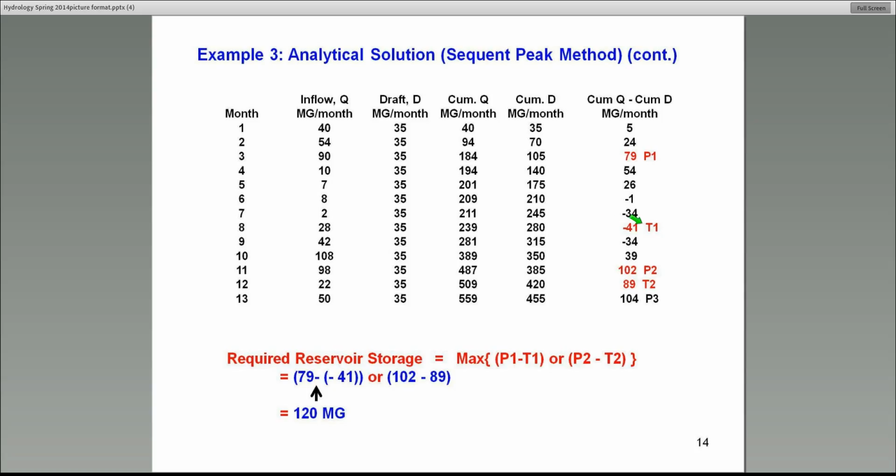So that's called T1. And similarly, if you keep doing this, you can identify another peak called the sequent peak, P2. Then once again, the difference between P1 and T1 will be the critical storage. You have to take the max of either the difference between P1 and T1 or P2 and T2 if you can identify or locate another peak, P3. So in this case, 120 million gallons is the storage required because that's the difference between 79 minus 41. So be careful with this negative sign right here. There are 2 negatives that cancel out, and that makes that whole summation positive.